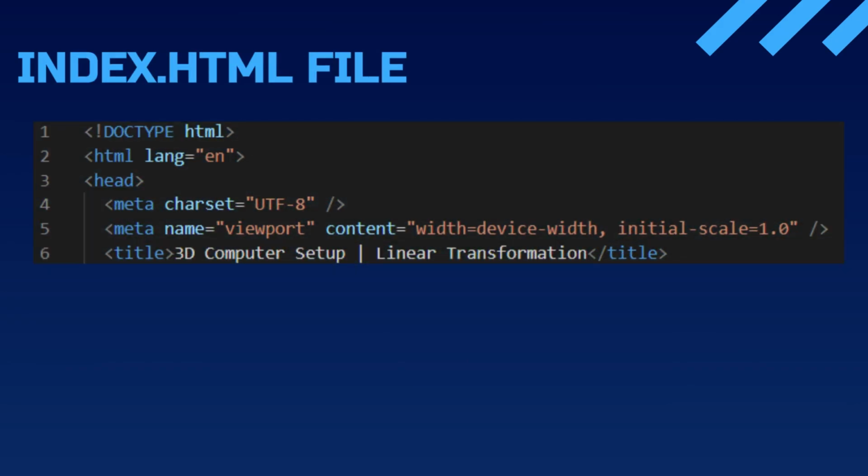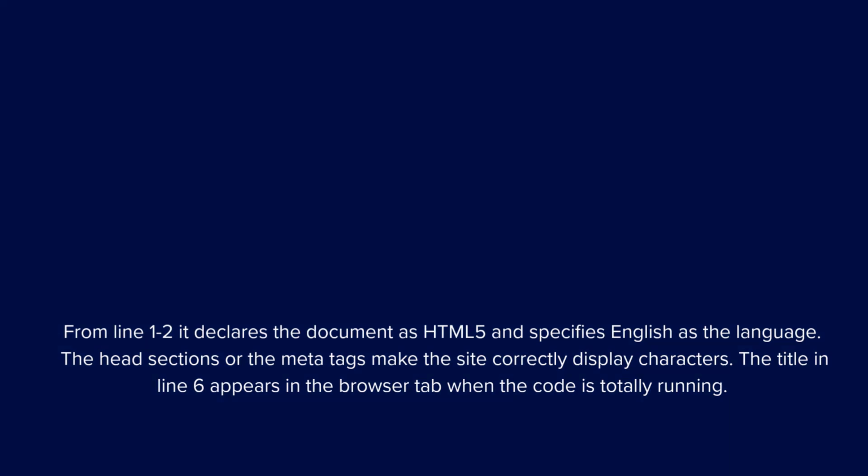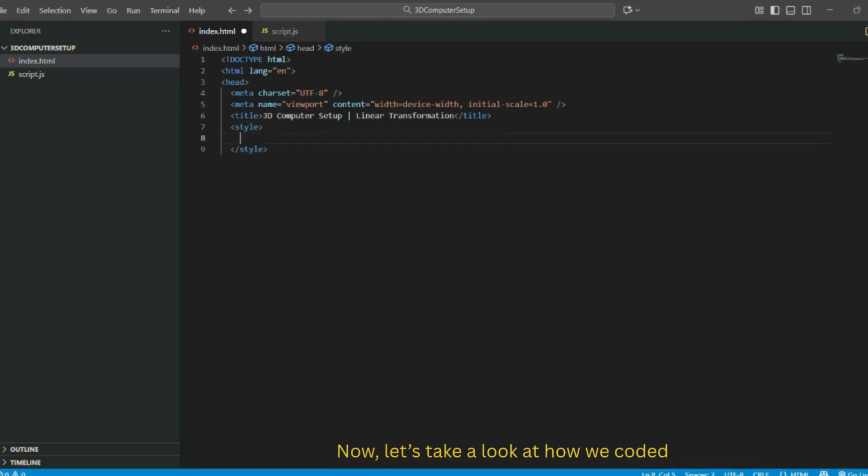From line 1 and 2, it declares the document as HTML5 and specifies English as the language. The head section, or the meta tags, make the site mobile-friendly and correctly display characters. The title in line 6 appears in the browser tab when the code is running. Now, let's take a look at how we coded our index HTML file.